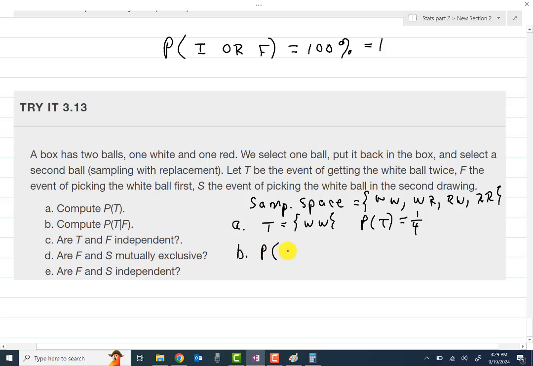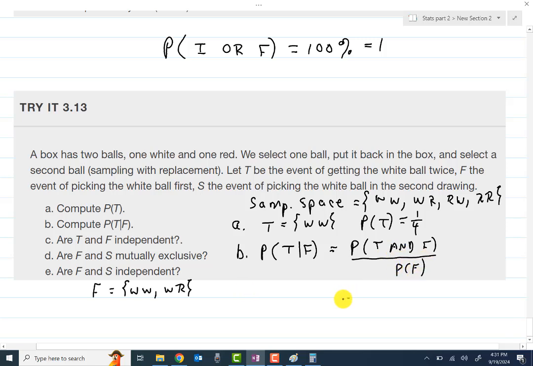P of T given F, the probability of T given F. Let me get a handle on F. What was F? F, the event of picking the white ball first. So let's write those in there. The white ball first, we'd have WW and WR. Okay, and T would be the event of getting the white ball twice. So here the probability is going to be 1 out of 2, but I'm going to use the formula to get at it. So first, let's start with the probability of T and F divided by the probability of F.